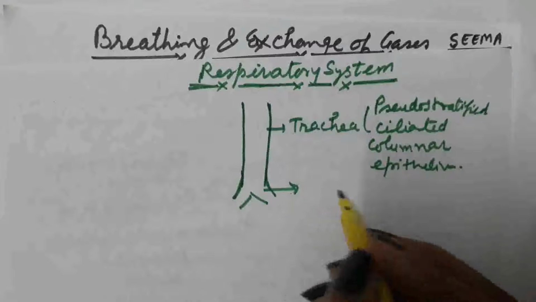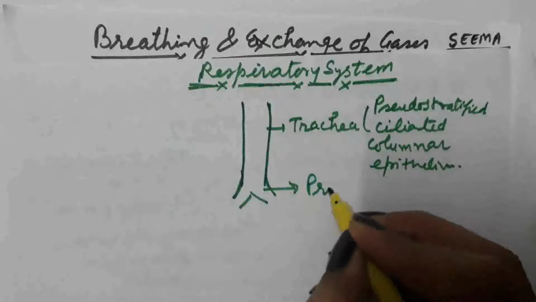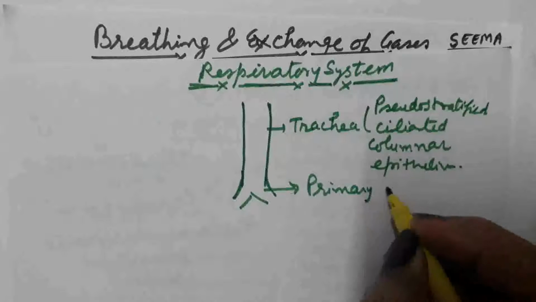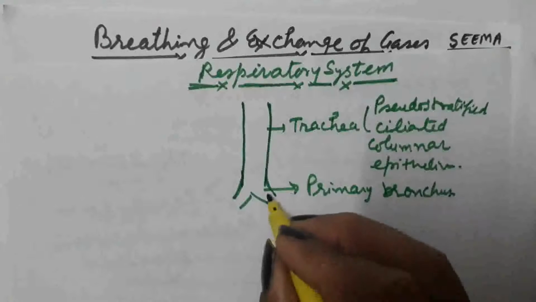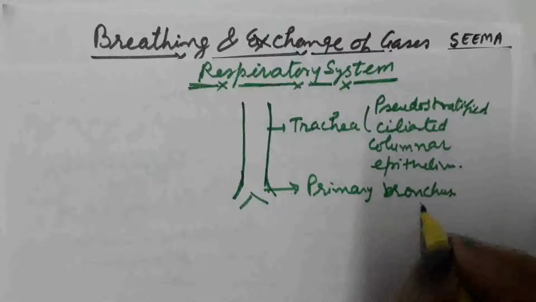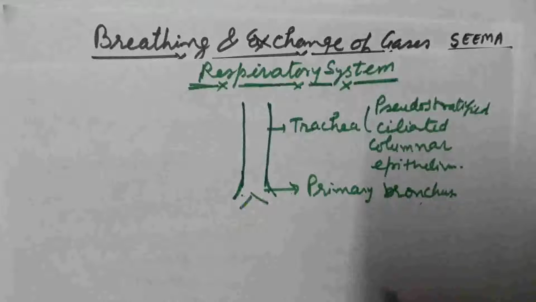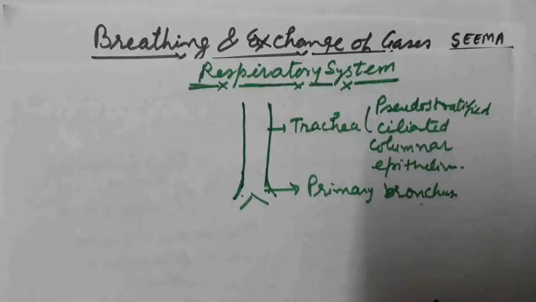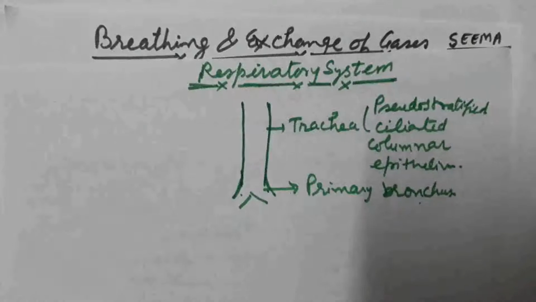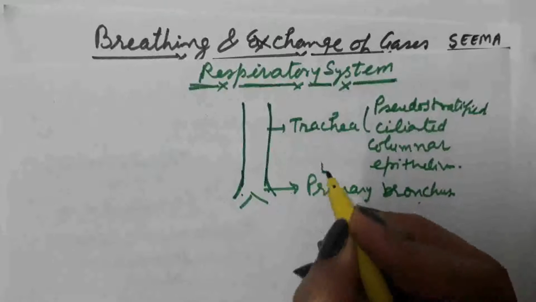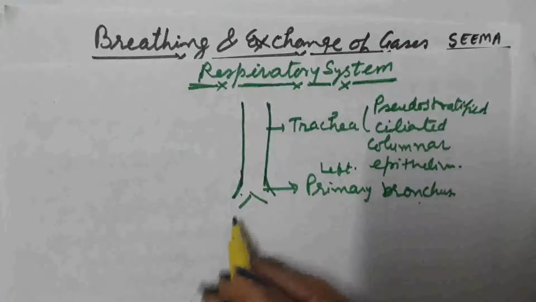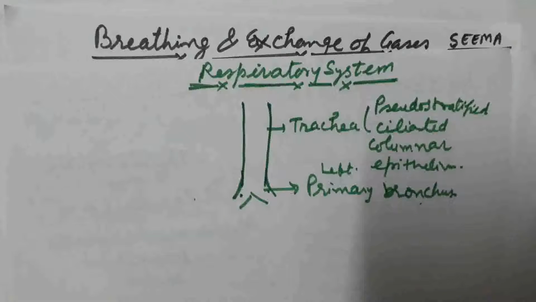What we call it is the primary bronchus. If we talk about one branch, we call it a bronchus. If we talk about both the branches, we call them primary bronchi. Bronchi is the plural word and bronchus is the singular word. This is the left primary bronchus and this is the right primary bronchus.